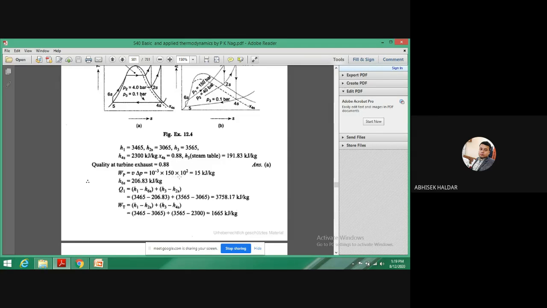So there they have not taken just 150 bar, they have converted to kPa by multiplying by 10 to the power 2, so that I am getting it in terms of kilojoules. So this is the pump work. You see 15, it is very less, but still I have to take it. I cannot neglect this pump work.